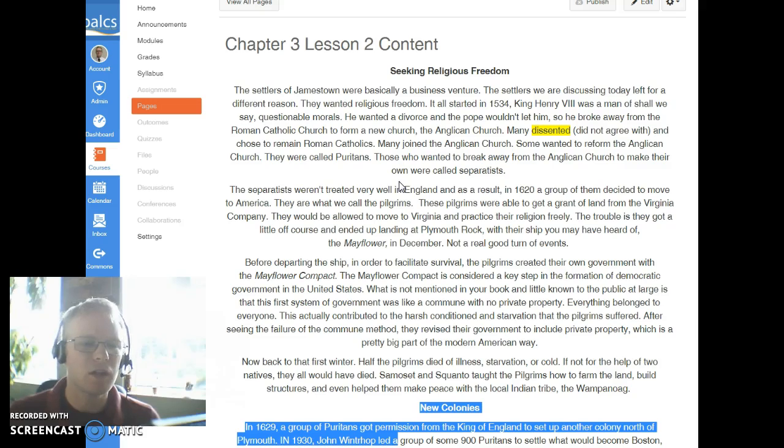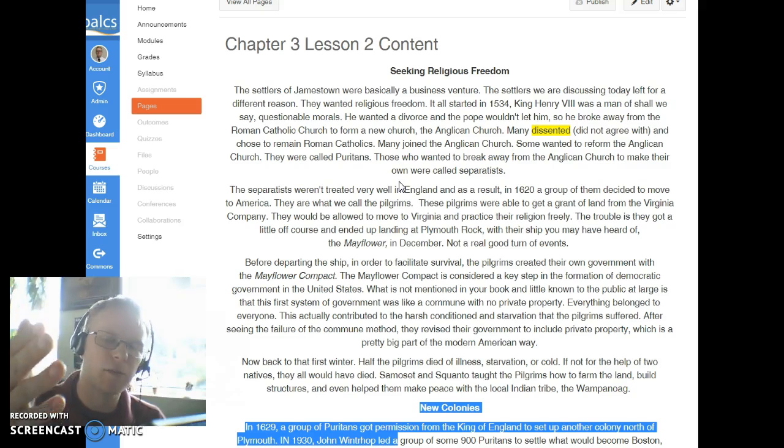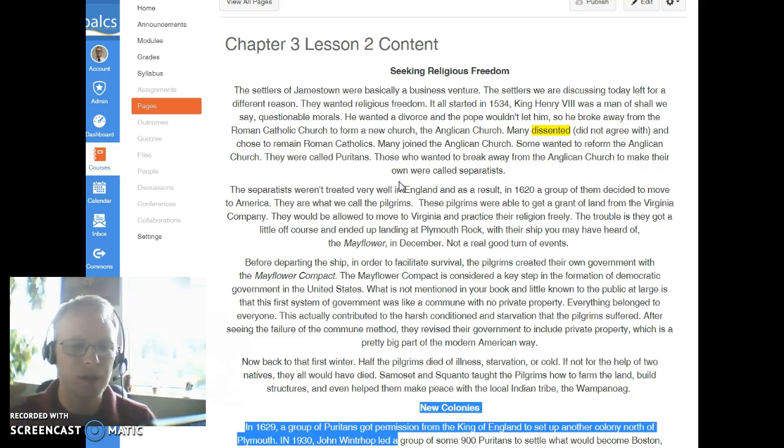So these Pilgrims got a land grant from the Virginia Company. They would be allowed to move to Virginia and practice their religion freely. They could do what they wanted. The problem is they got off course and ended up landing far to the north at Plymouth Rock. You may have heard of their ship, the Mayflower.